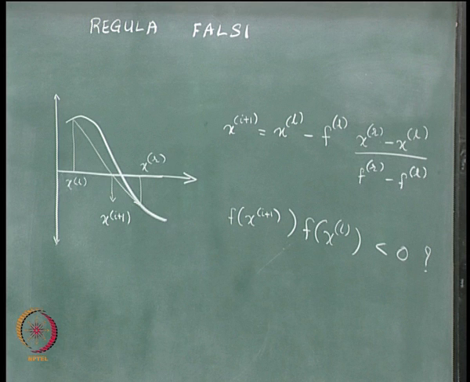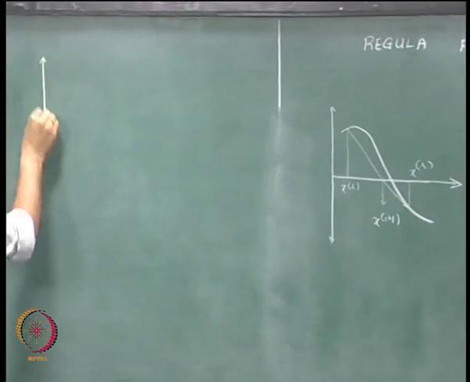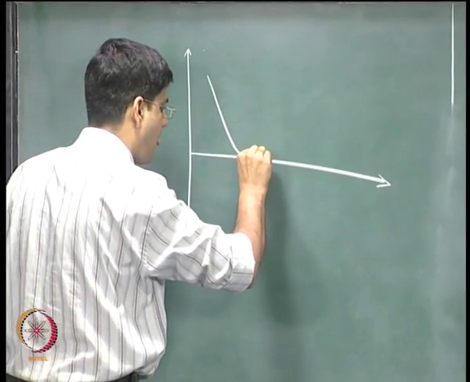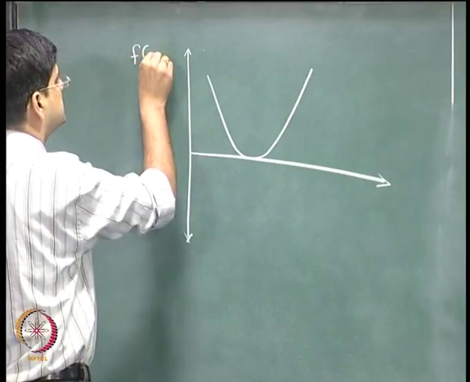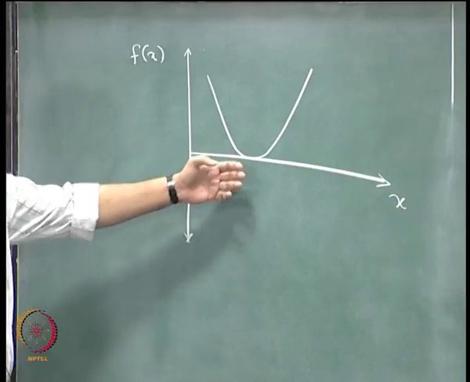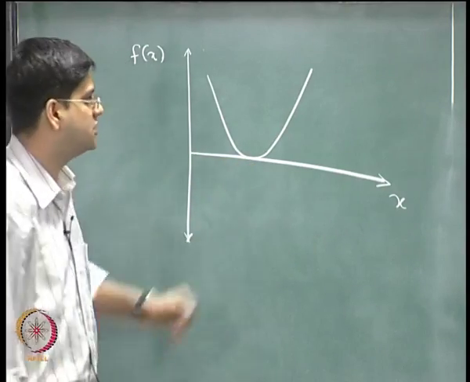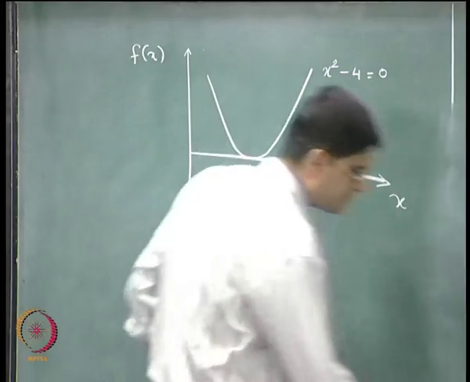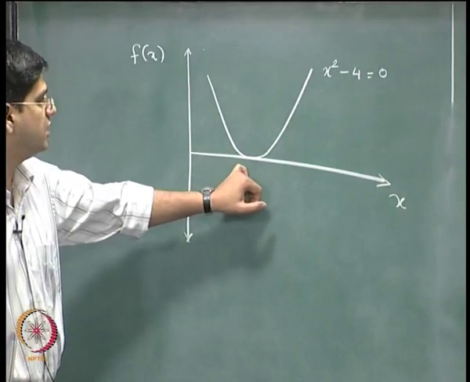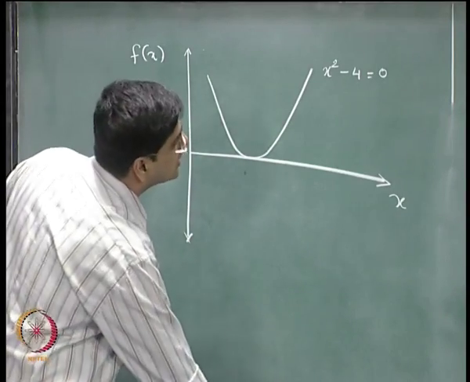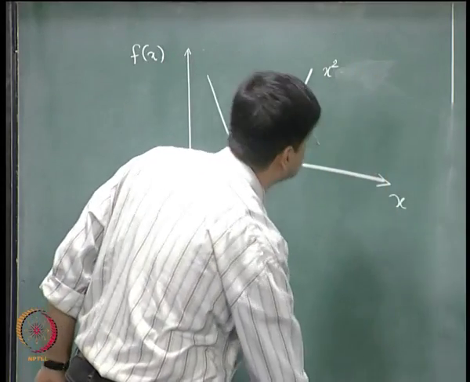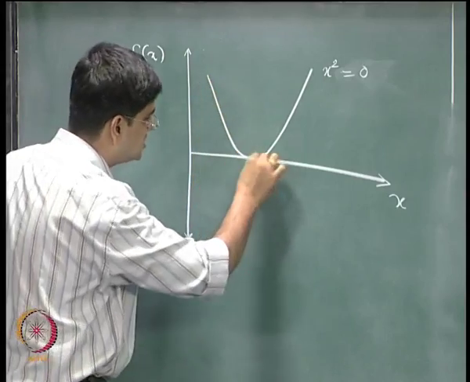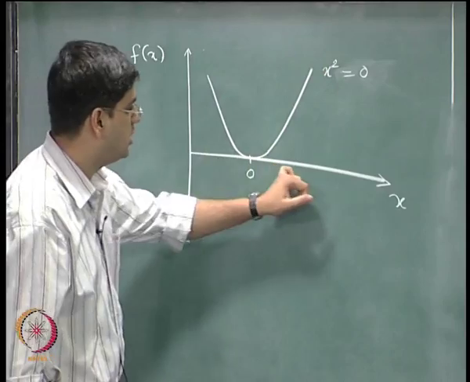Let us say that our f of x was of this particular form. Okay, we are plotting f of x against x. An example of this particular equation is, for example, x square minus 4 equal to 0. Okay, so this is going to be an example of that. So actually this won't be. So let's just look at the case where x square equal to 0 rather than x square minus 4 equal to 0, and this curve is going to be essentially tangential to this particular axis.